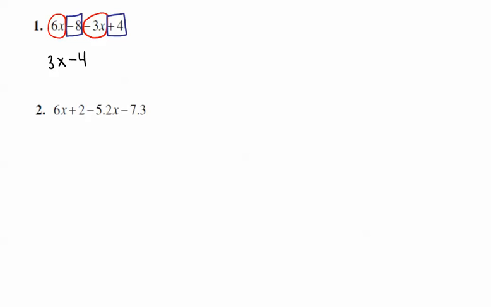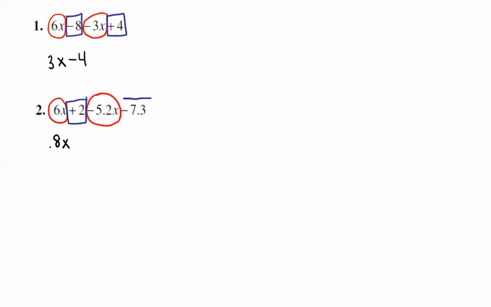For number 2, we want to do the same thing, only here we have some decimals as well. So first let's look at our x terms. We have a positive 6x and we have a negative 5.2x. So that's like saying $6 minus $5.20, and that leaves 80 cents. Or in our case it's 0.8x.